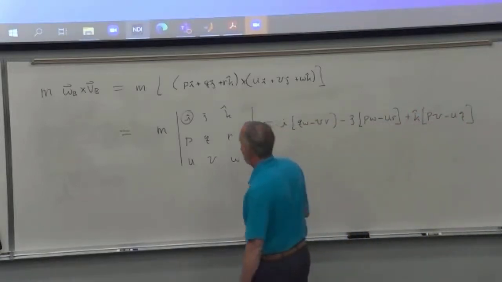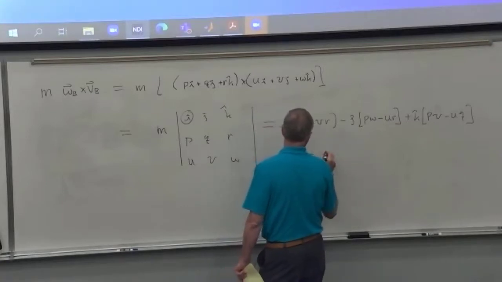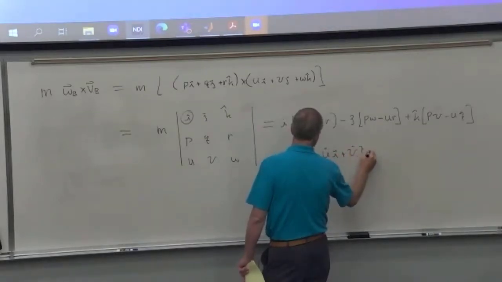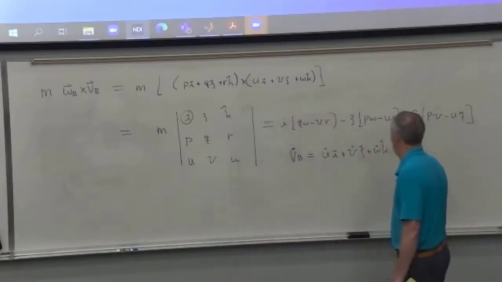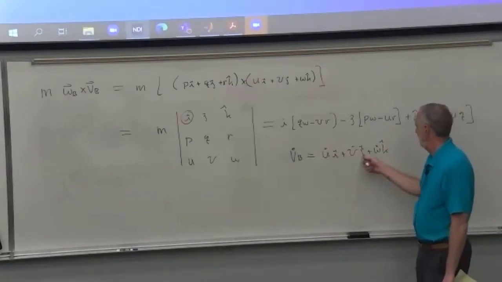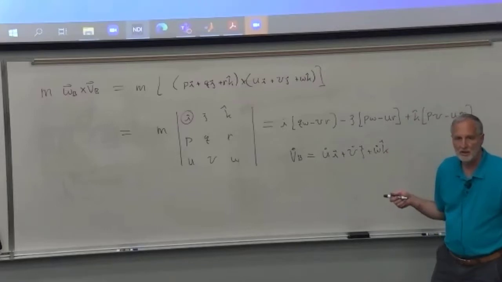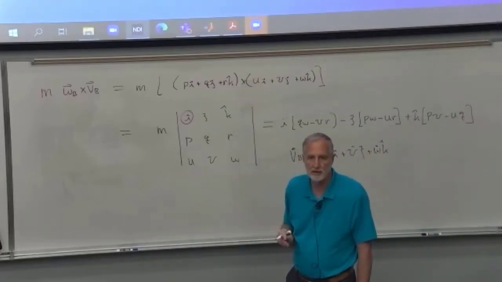And then VB dot is just U dot I plus V dot J plus W dot K. And we just differentiate U, V, and W. Why? Because I, J, and K, we've already taken care of the derivatives of those things because they're moving in the omega cross thing.